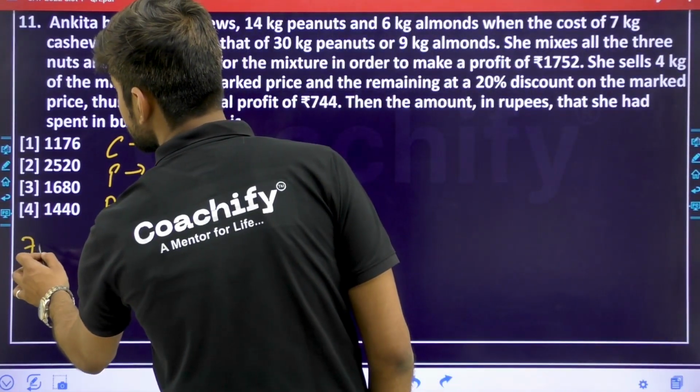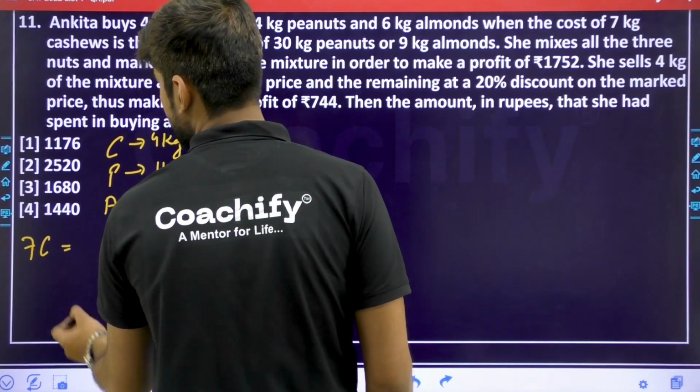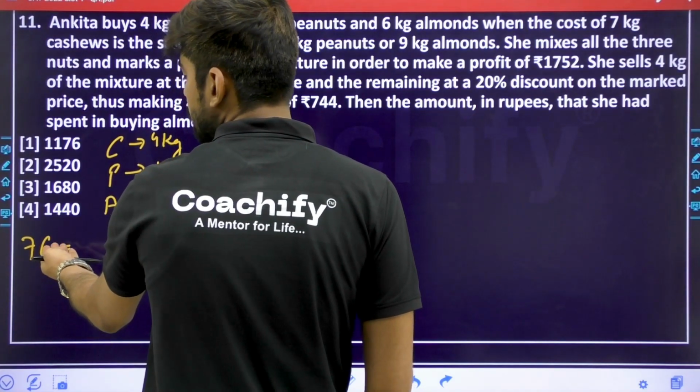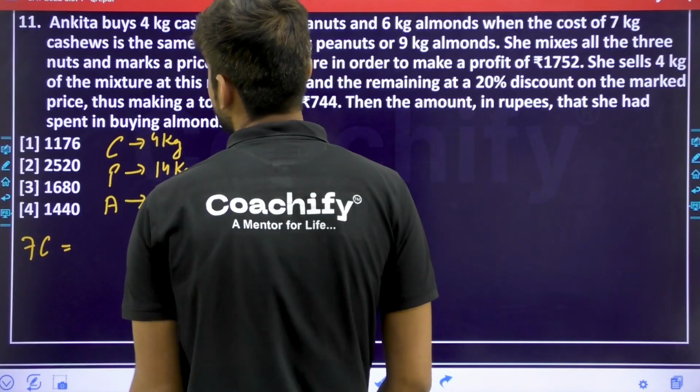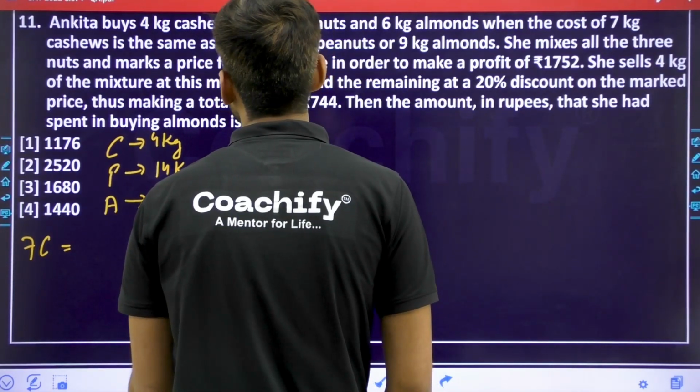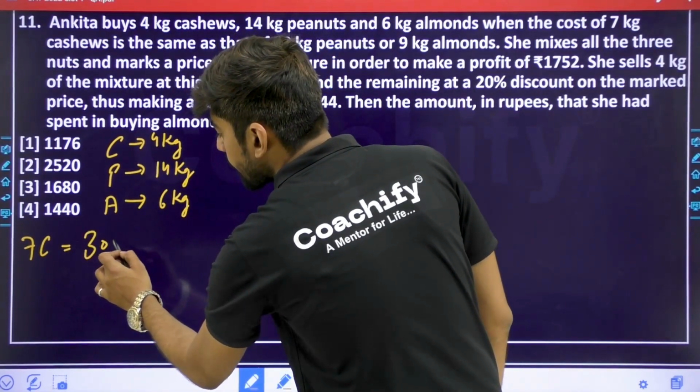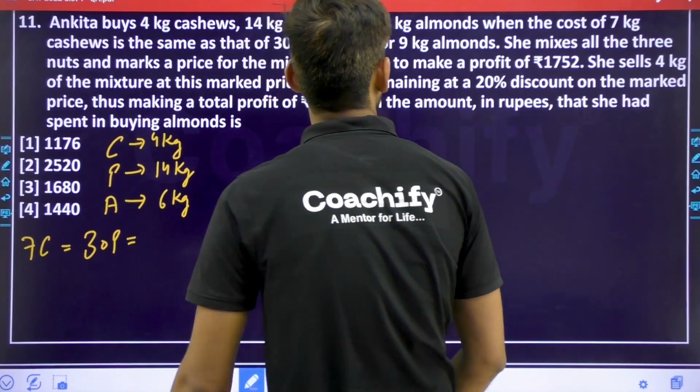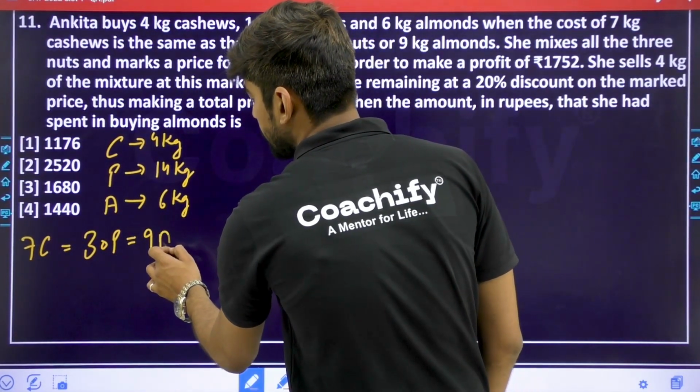That means 7 kg cashews. So let's say 1 kg cashew costs C rupees. So 7 kg becomes 7C. This is equal to 30 kg peanuts. And this is equal to again 9 kg of almonds.